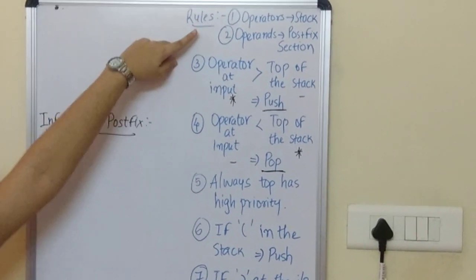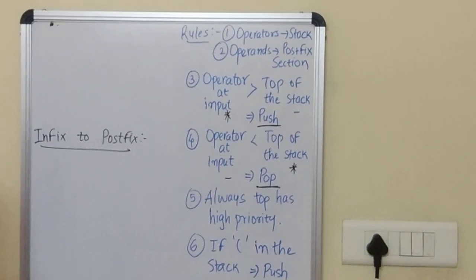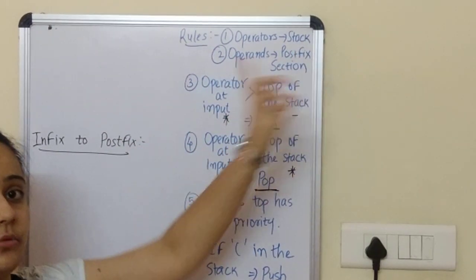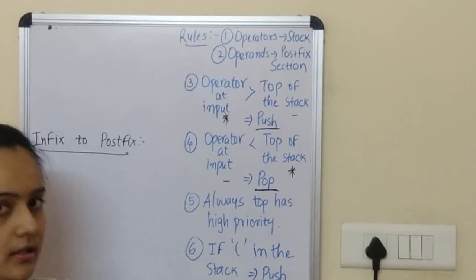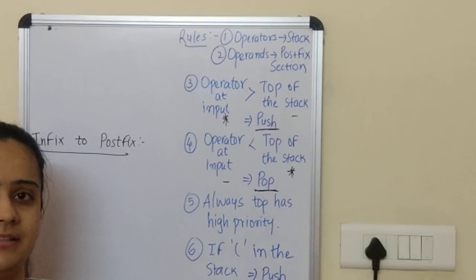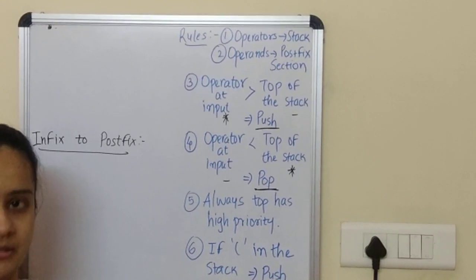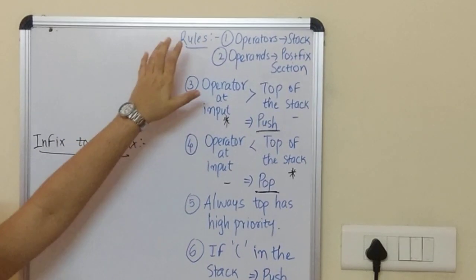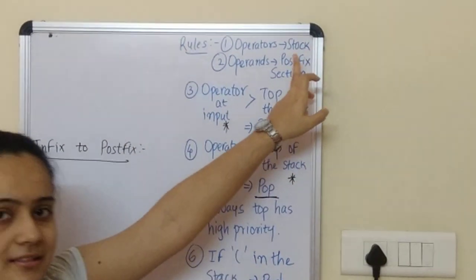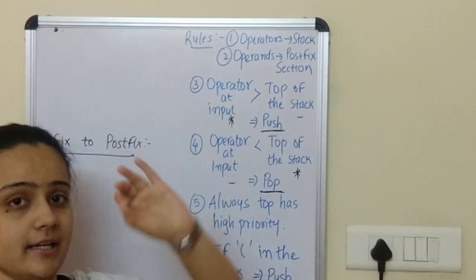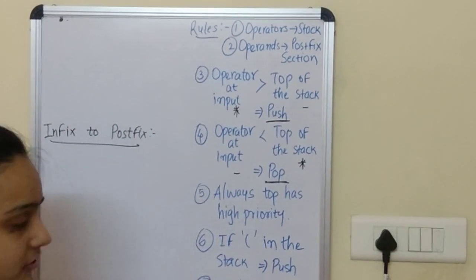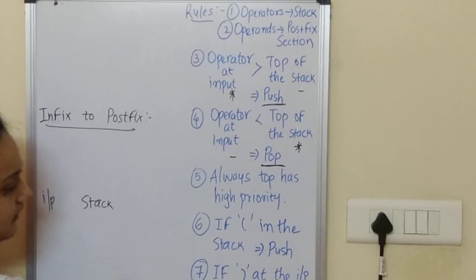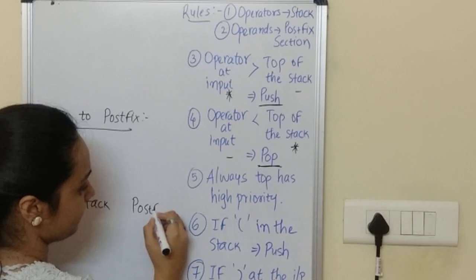Okay. First rule is, if in the input you will find operators, then it will be there in the stack. Then you have to push it into the stack. The operators can be plus, minus, multiplication, division, exponent, parenthesis. After that, if you find any operands, then you have to put it into another section called postfix section. It means I have total 3 sections in this. First is input, second is stack, and third is postfix section.